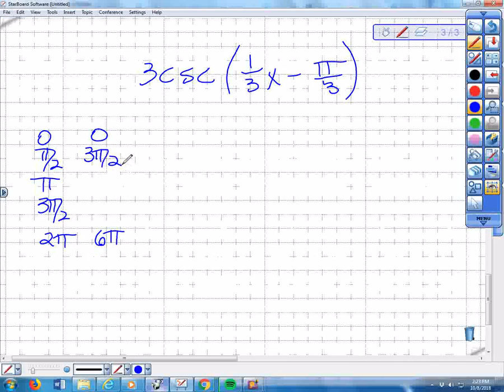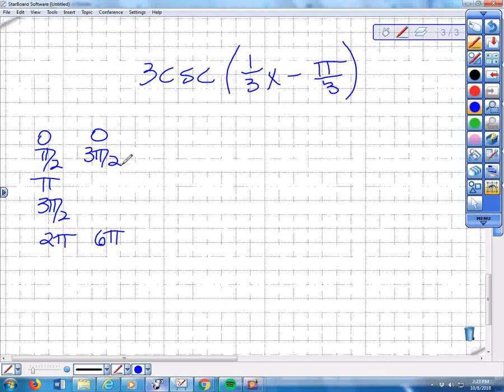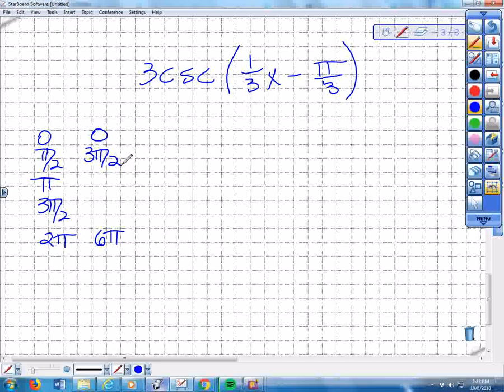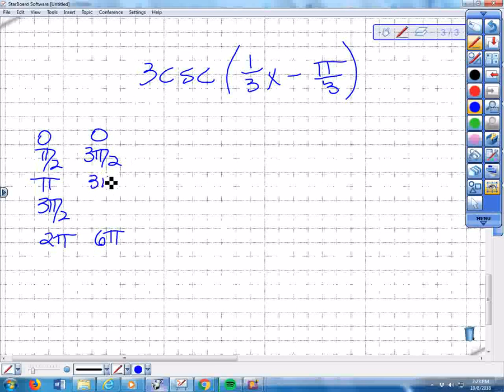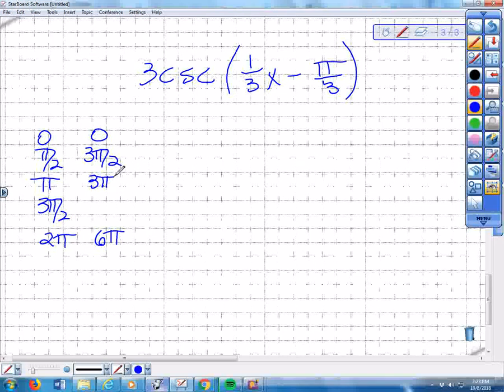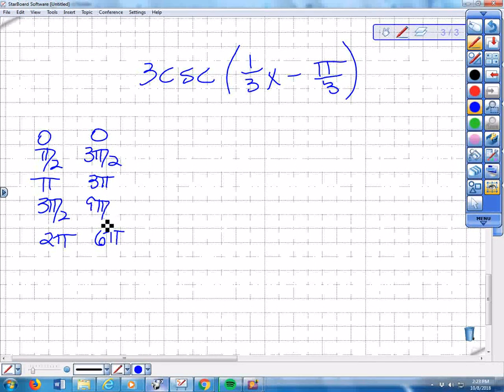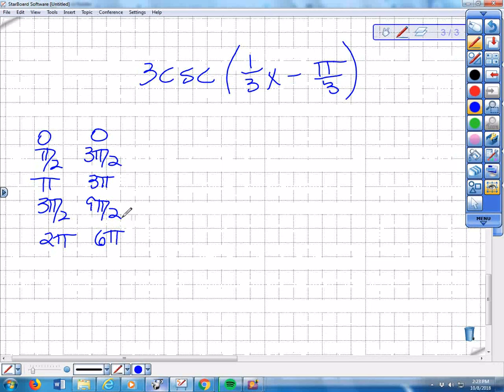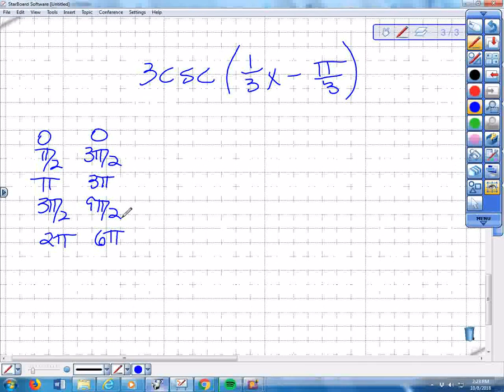And each time I'm going to add 3 pi over 2. So this becomes 6 pi over 2, which is just 3 pi. And then 3 pi over 2 plus the 6 pi over 2 is 9 pi over 2, and then 6 pi. Everybody see how I do that?